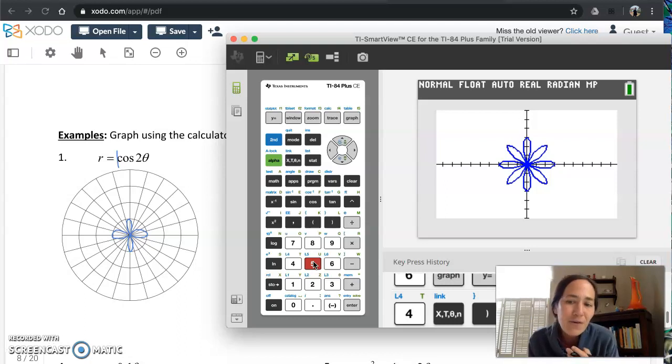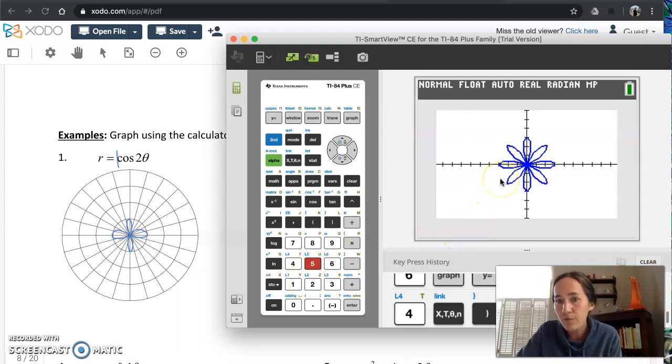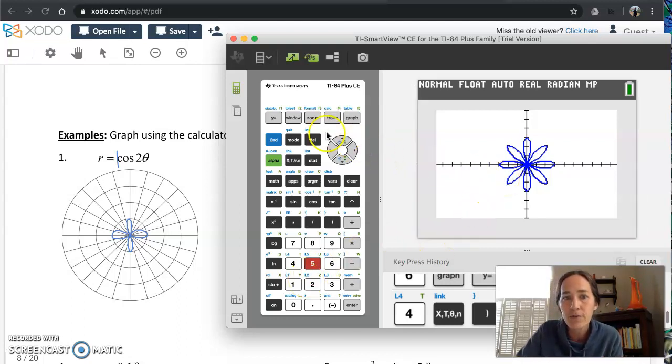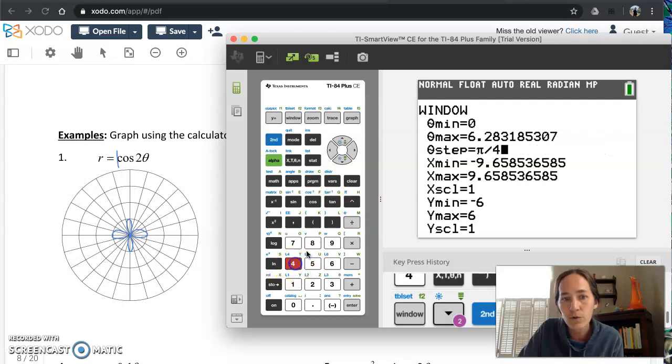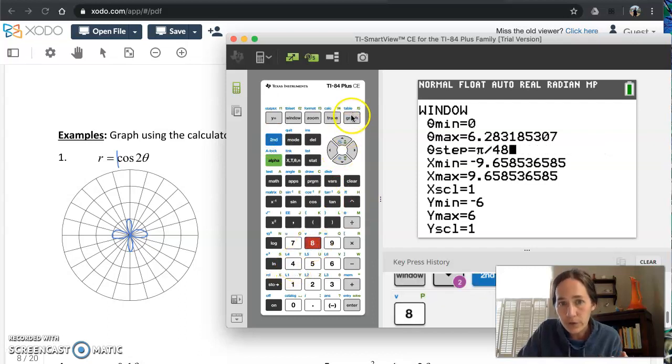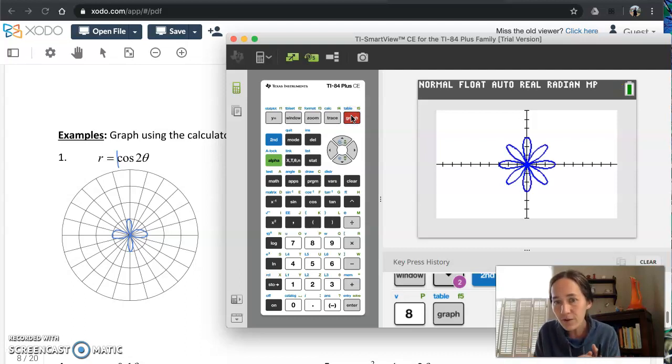Does the flower seem like a little too jagged to you? Do you wish it were smoother? Well, we told the calculator to take a point at every 7.5 degrees, or pi over 24. We can change that, but I warn you, don't go crazy with this. Hit window, and I want to change the theta step. Instead of pi over 24, let me make it pi over 48. I warn you, it's going to take the calculator a little bit longer to graph it, but you get a little smoother of a curve.